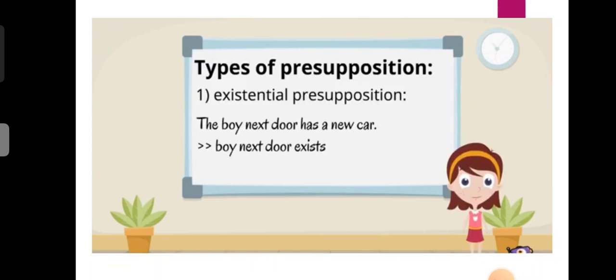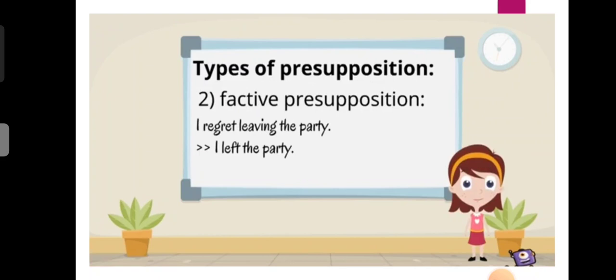The second type is factive presupposition. An example of factive presupposition is I regret leaving the party, which is the truth of the information stated with the verb regret. Other verbs with factive presupposition are know, realize, regret, be aware that, and glad.